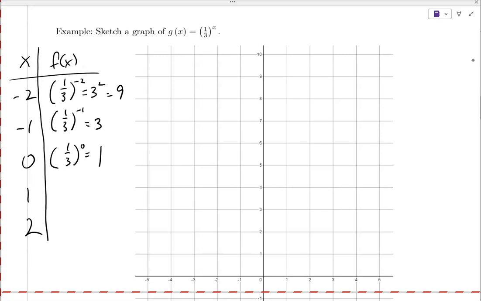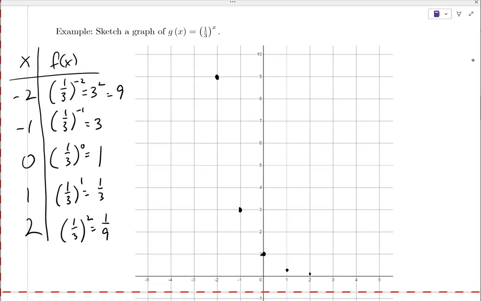Actually, I lied a little bit. 0 to the 0 power is undefined, but anything else to the 0 power is 1. When we put in a 1, we get a third, and we put in 2, we get 1/9. Good. Yep, exactly right. So we plot these points. We put in -2, we got 9. -1, we got 3. 0, we got 1. 1/3, 1/9.